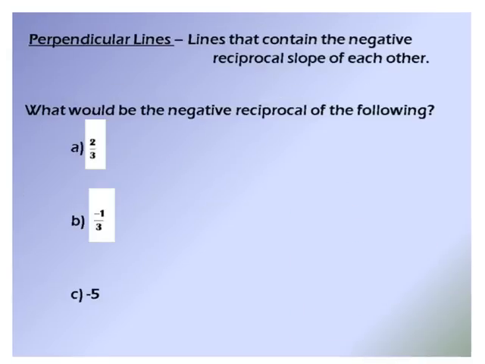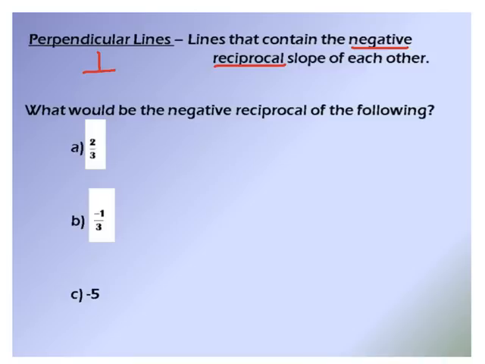Now let's take a look at perpendicular lines. Perpendicular lines are lines that contain the negative reciprocal slope of each other. And the symbol for perpendicular is the upside down capital T. Now, negative reciprocals. Negative actually means the opposite value of, and we know the reciprocal is the fancy word for flip the fraction. So, in our examples here, what would be the negative reciprocal of the following?